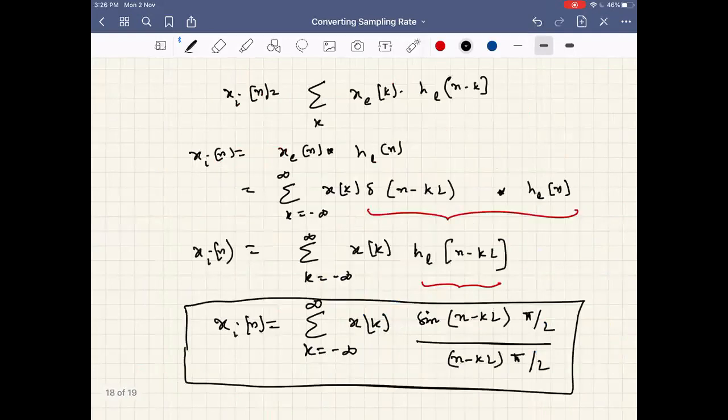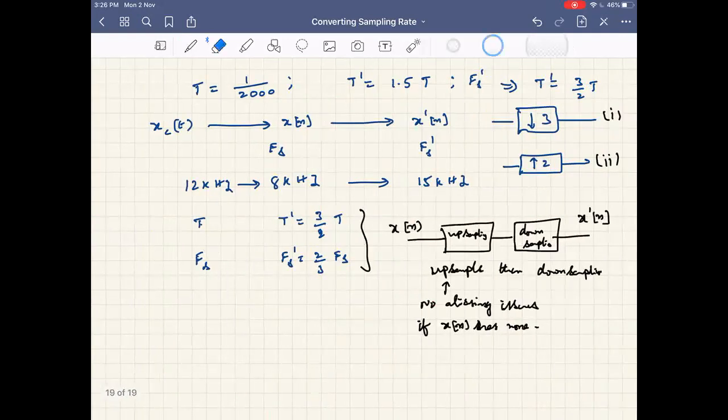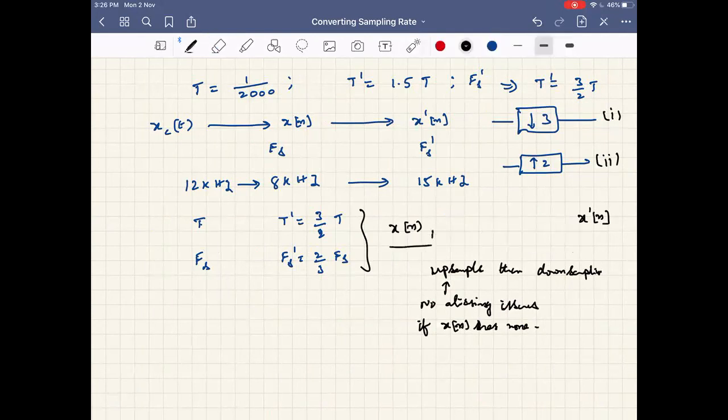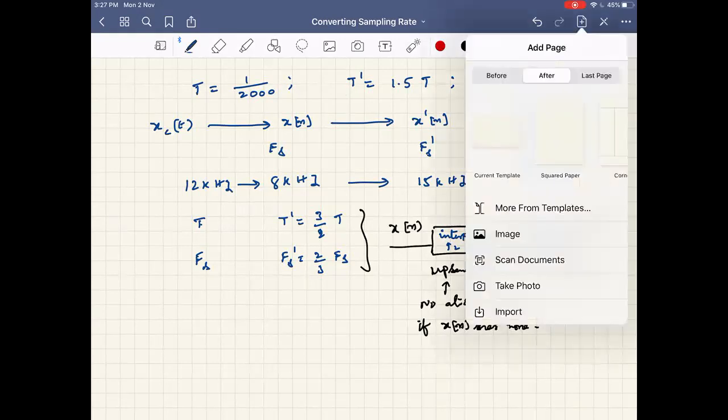So for any practical reasons, what we do is first interpolation, followed by decimation to get x dash of n. So first interpolation by 2 times, and decimation by 3 times. To expand this, now let us write each of the blocks.